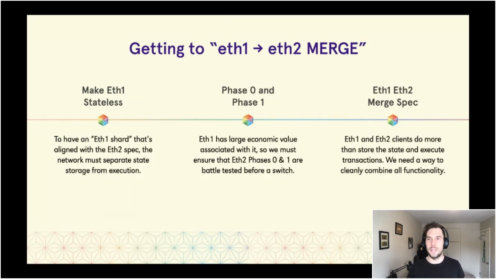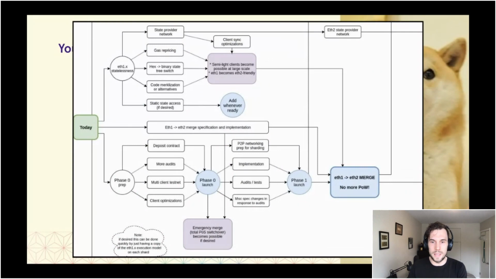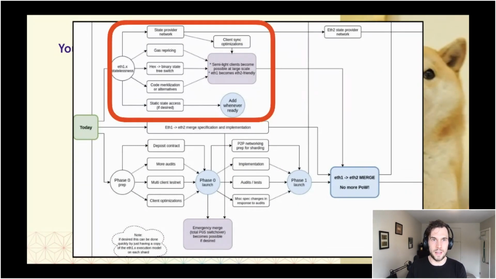And then finally, the third thing we need is this Eth1, Eth2 client merge spec. So because we have Eth1 clients today, clients like Parity, like Geth, like Besu, and Nethermind, and we have Eth2 clients that are being developed like Prysm, Teku, Lighthouse, we need to find a way to make sure that the functionality across both those clients gets merged in a clean way to have a coherent whole once Eth1 is operating inside of Eth2. And so let's first look at the bit around making Eth1 stateless. This is kind of this upper part on Vitalik's diagram.